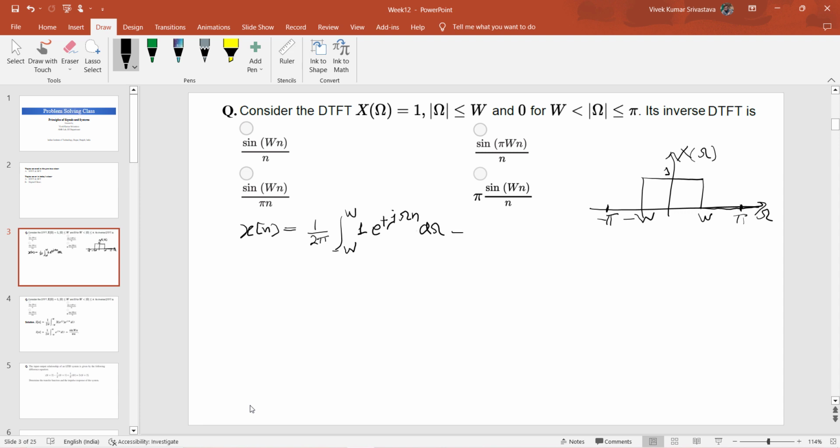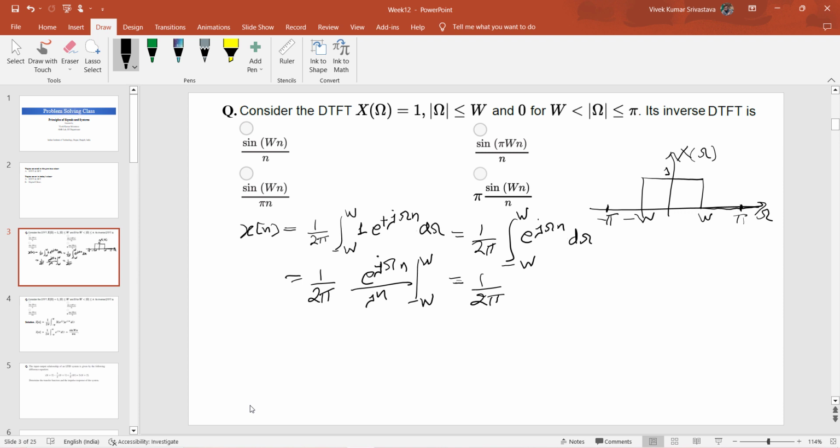Now we can integrate this: 1 over 2 pi integral of e raised to the power j rho n d rho, with the limit from minus W to W. After integration you will get e raised to the power j rho n over j n, with the limit from minus W to W. Substituting the limits, this will be e raised to the power j W n minus e raised to the power minus j W n, over j n.